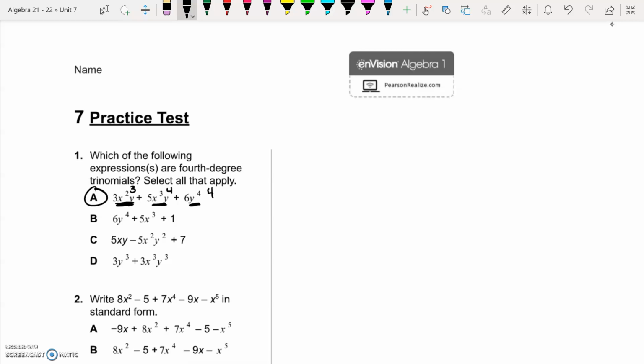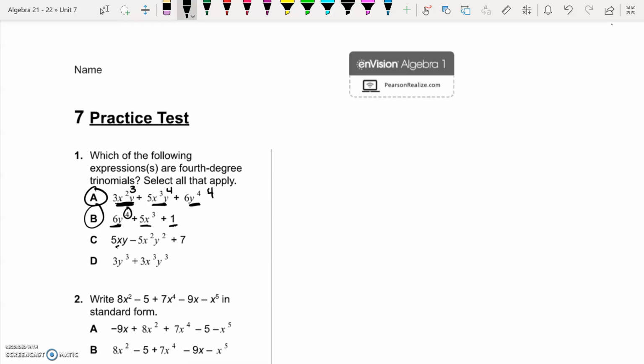B also is going to be a fourth degree trinomial because there's 1, 2, 3 terms, and the highest exponent is a 4. I don't have to add any exponents that are in one term because they all just have one variable. So B is also an answer. Okay, I would go to the next one.